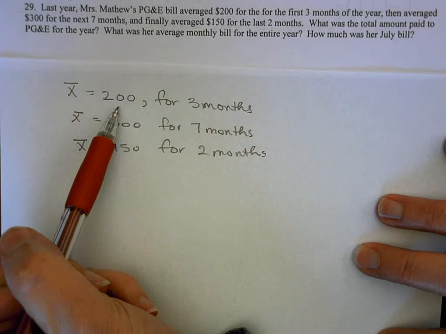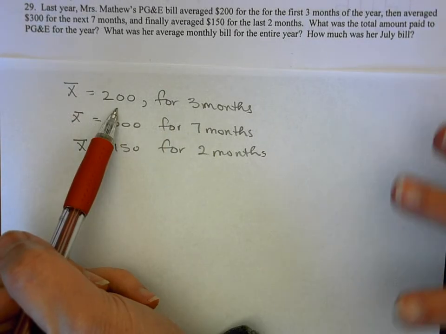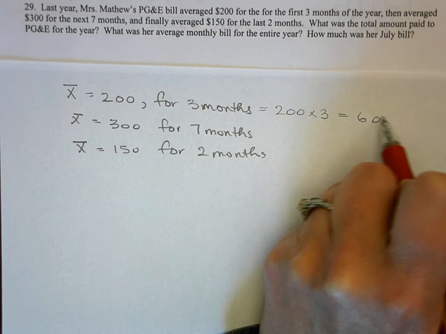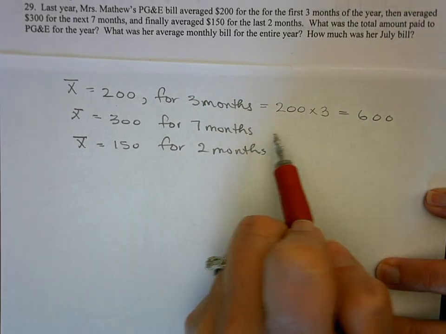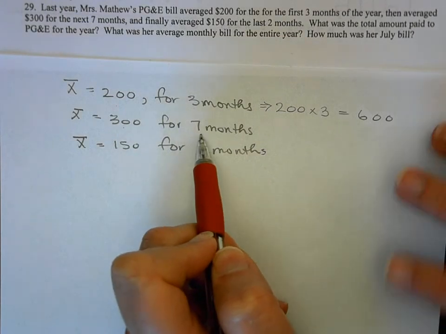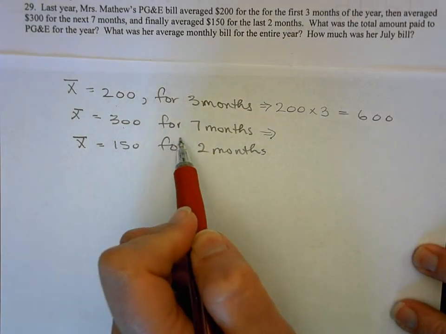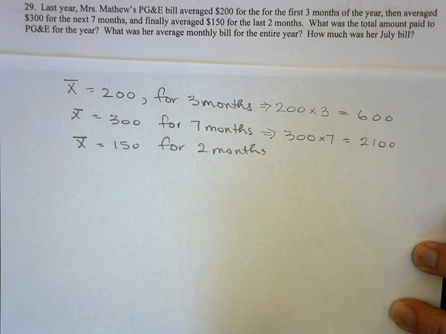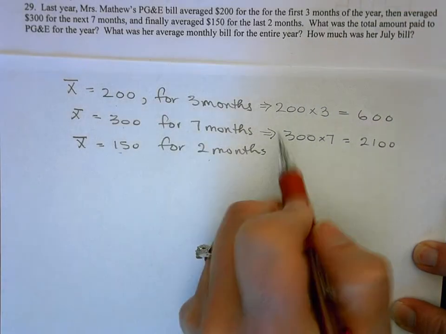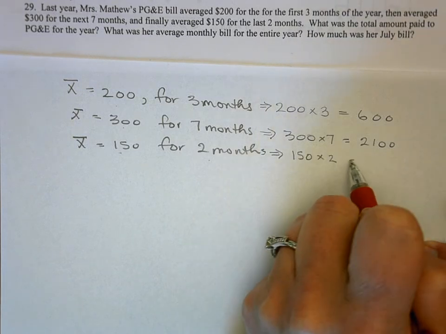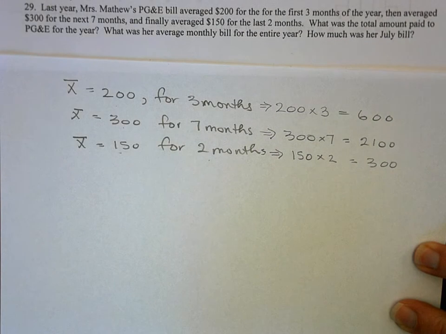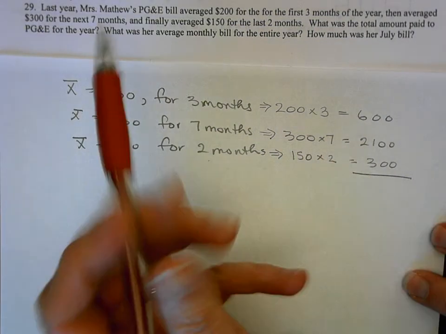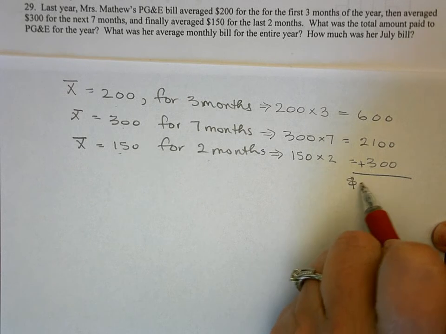So if it's an average of $200 for 3 months, that means it was $200 for, say, January, February, and March. So then I would just do 200 times 3. So it's $600 altogether for the first 3. This is $300 then for the next 7 months, so on average, right? So $300 for each month for 7 months. So I just want to do 300 times 7, or 2,100. And then for the last 2 months, it was $150. So each month it was $150, and it was for 2 months. So multiply, so that gives me 300. So to find the total amount, then I would just add up those numbers there. So I would do 600 plus 2100 plus 300. And so that would be $3,000 for the whole year.